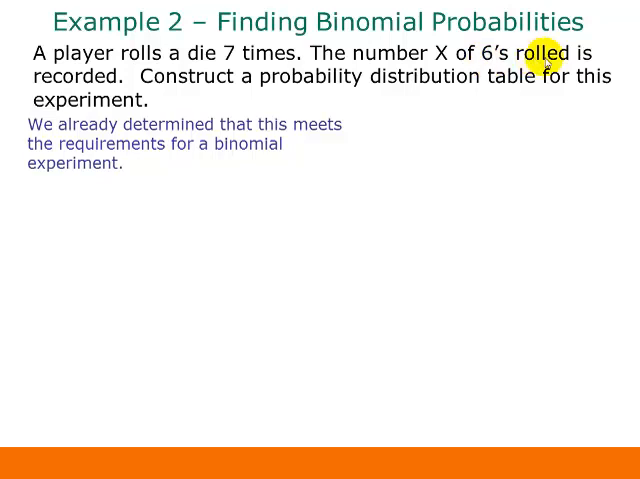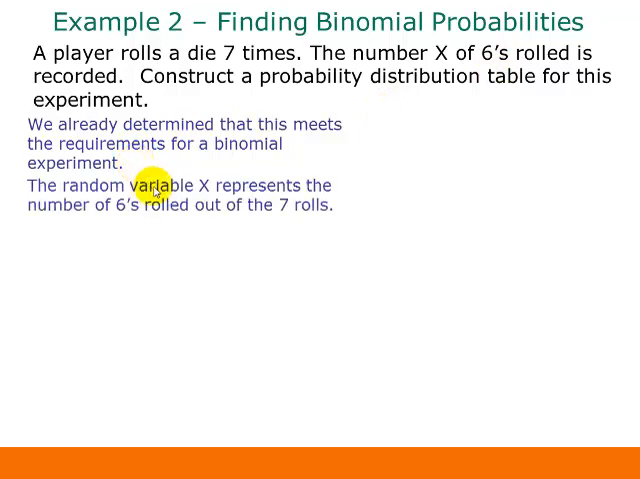In this one, we only have 2 possible outcomes for each trial. Either it's a 6 or not a 6. So our random variable x represents the number of 6s rolled out of the 7 rolls of the die. That means our possible values for x are anything from 0 up to 7. So 0 would be if we got no 6s in our 7 rolls. A 3 would be if we got 3 6s out of the 7 rolls. 7 would be if we got a 6 on every roll.